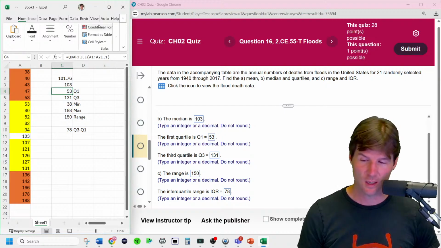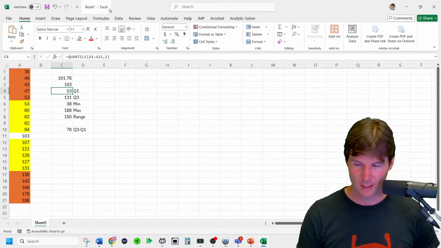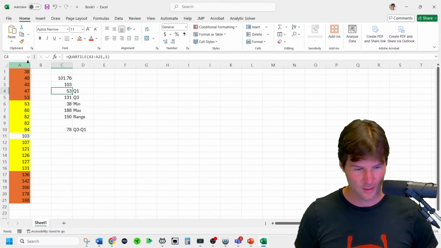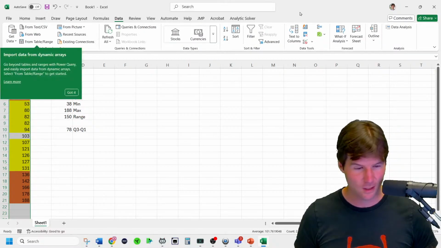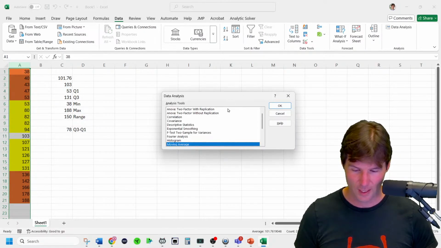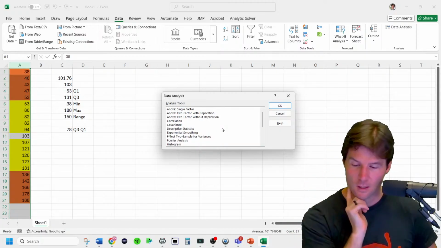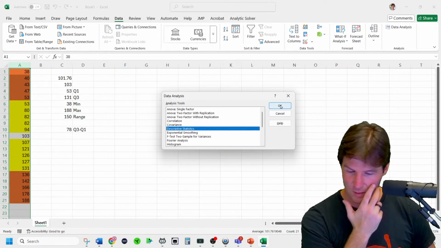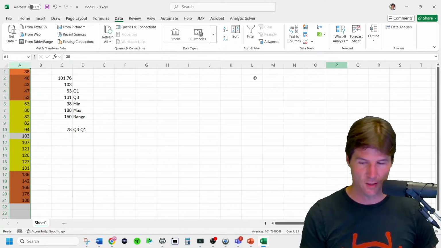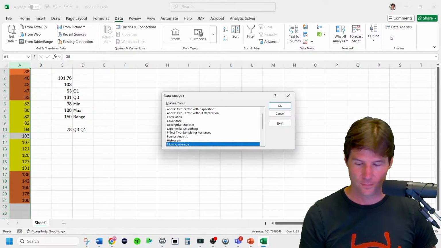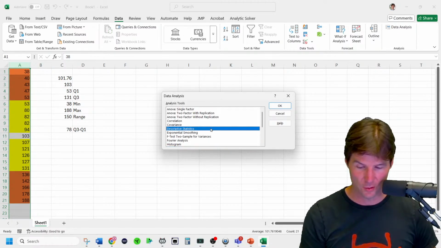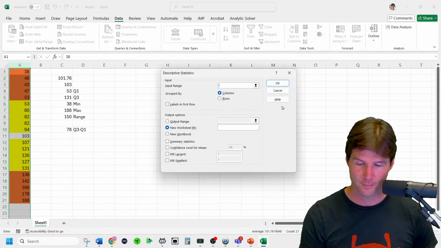You can also use the Data Analysis Toolpak. I guess I'll show that. If you go right here, click on Data and go to Data Analysis. Let's go to summary statistics. Descriptive statistics. So let me slow this down. Highlight your data. Click Data Analysis. Under Data Analysis, go to Descriptive Statistics and click OK.